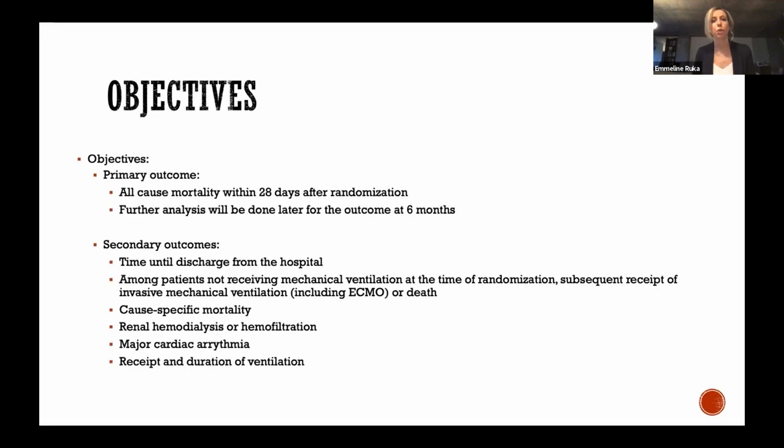So their objective for the primary outcome was all-cause mortality within 28 days after randomization. This is their short-term outcome, and we are awaiting the long-term outcome at 6 months. And they did have secondary outcomes that are mentioned there. I'll skip through them because it's not that pertinent for the presentation right now.